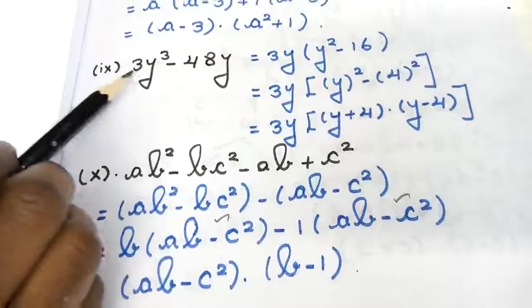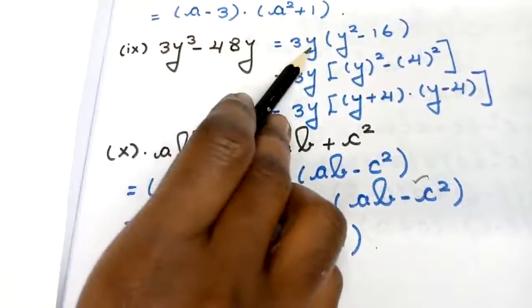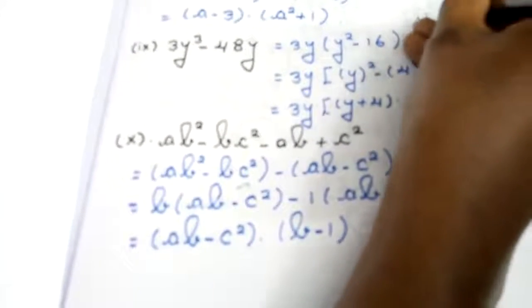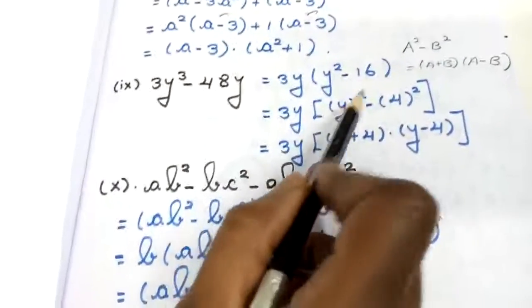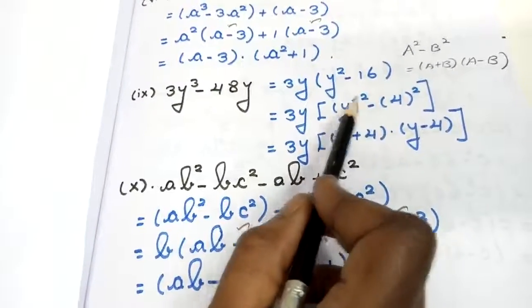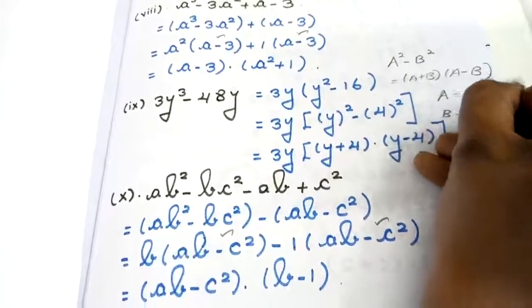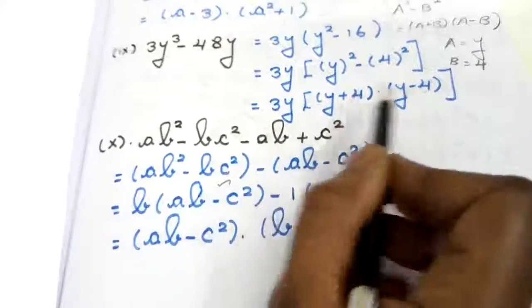Question number 9: 3y cube minus 48y. From this I am taking 3y outside. The remaining term is y square minus 16, students. So y square minus 16, I am going to use the formula a square minus b square, that is a plus b into a minus b. y square I am writing as y the whole square, 16 I am writing as 4 square. So it is of the form a square minus b square. In place of a I am having y, in place of b I am having 4. So a plus b into a minus b, that is 3y into y plus 4 into y minus 4.